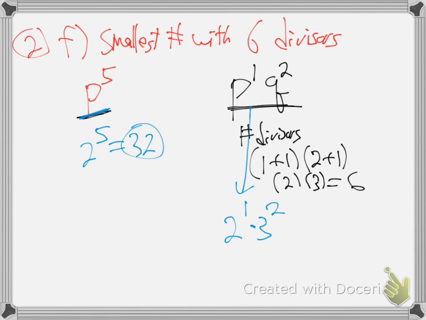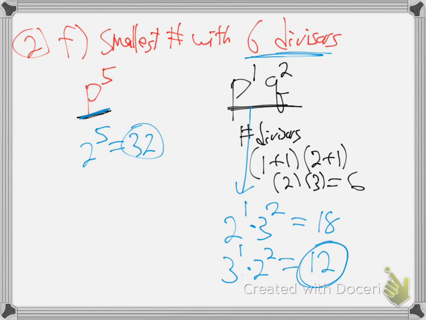Is that the smallest way I can do that? No, why not? Yeah, it's better to stick the smaller number with the bigger power. Put the 2 squared and let the 3 go to the 1st if you're trying to make it as small as possible. Put the smaller prime in the bigger power, right? Not the way I have it. This is going to be 18. It's better to put the 3 first and put the 2 there. The order matters now. That'd be 12. 3 times 4 is 12. And by the way, both of them beat 32. Who's the overall winner? 12. 12 is the smallest number that has 6 divisors.